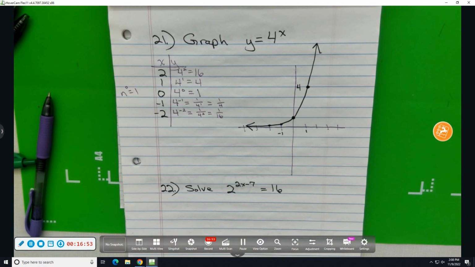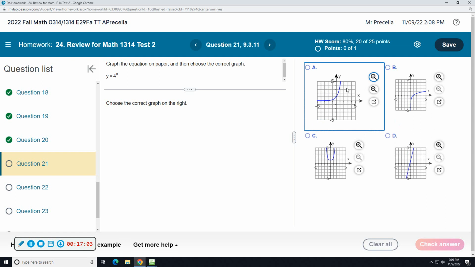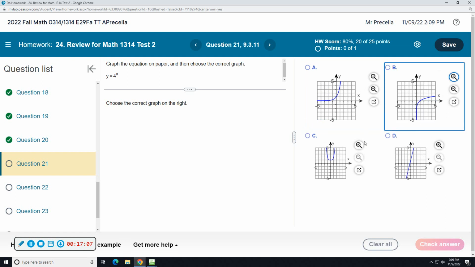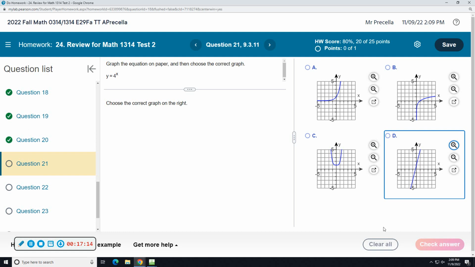Now let's choose the matching graph. I don't even think we need to blow up these things. I think it's clearly A, isn't it? B, clearly not. C, no, that's not it. D, a line, I don't think so. The only one that's even close to it is response A.